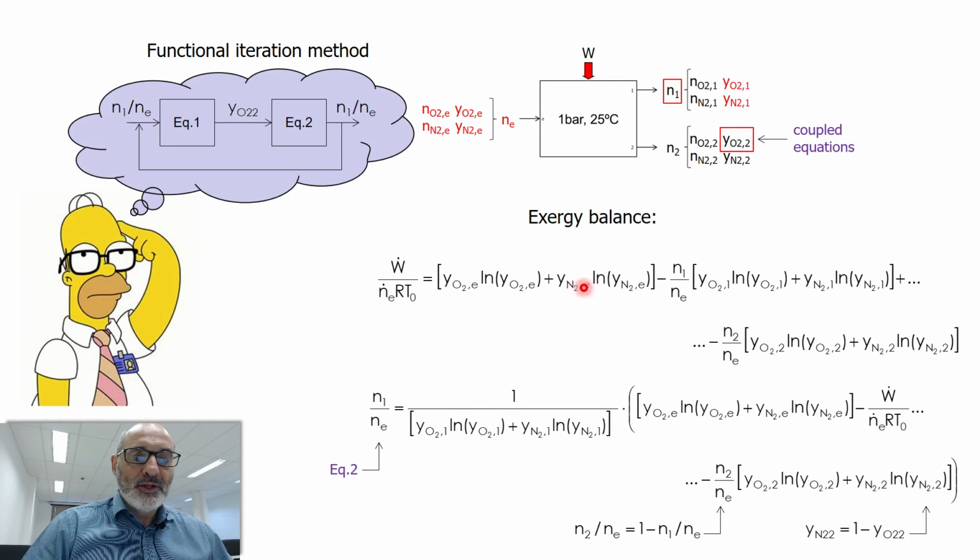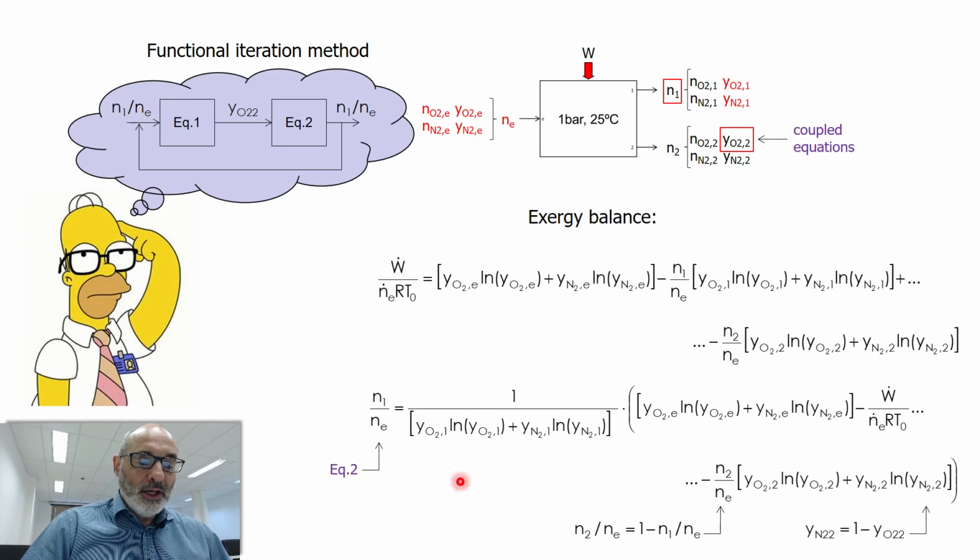So I'm manipulating this exergy balance equation in order to isolate this term, N1 divided by Ne. It's simple. You simply pass this term to the left side of the equation and divide everything by this term here in brackets. So it's very simple. The expression seems very complicated, but the ideas are very simple. There is really no problem.